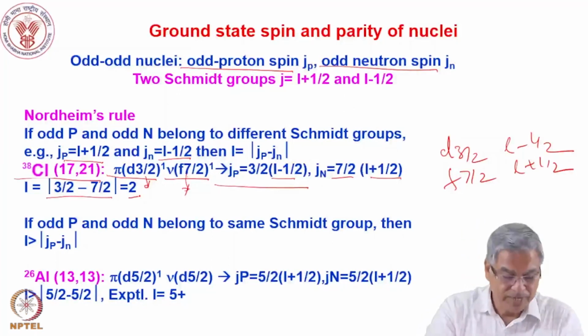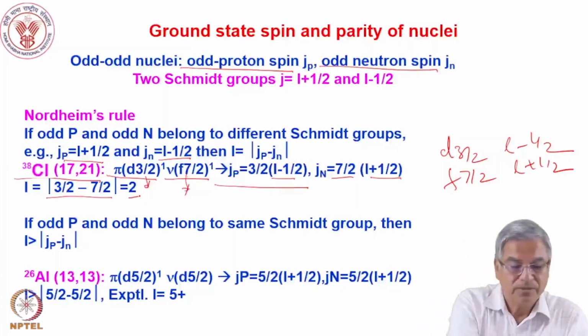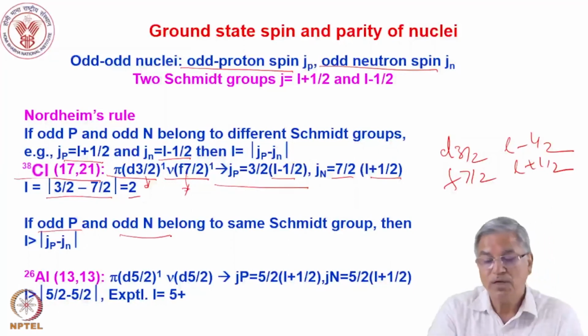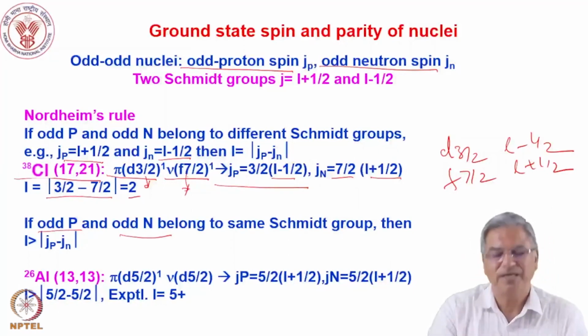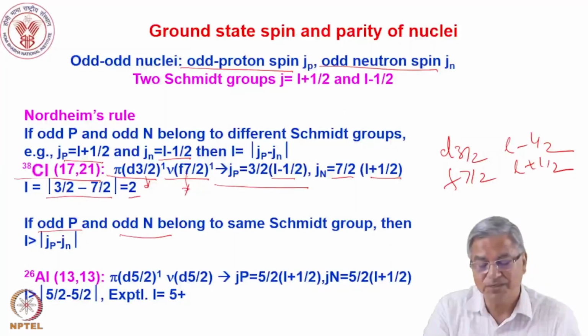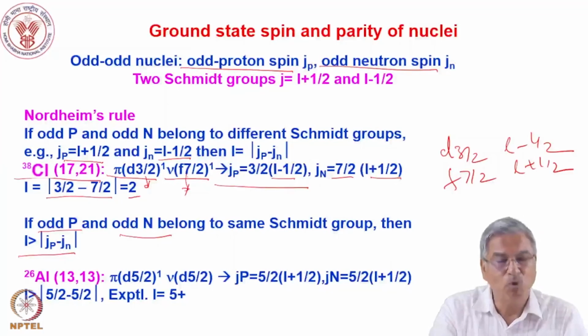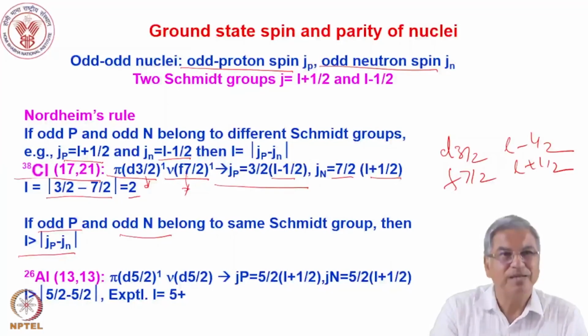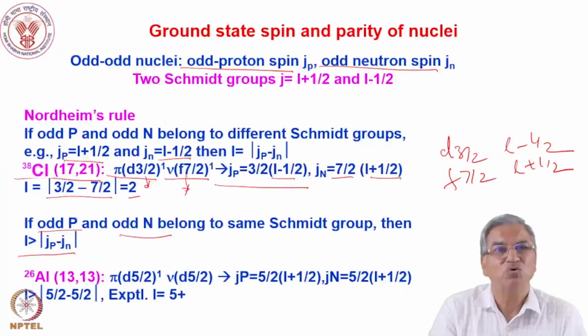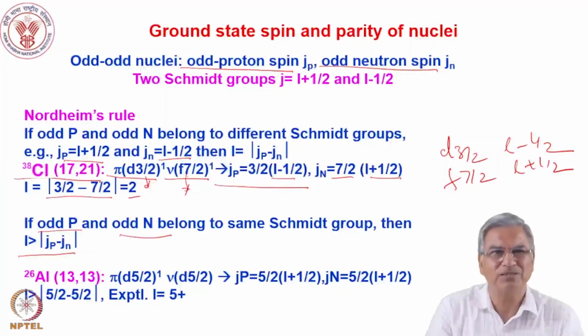The second aspect is that if the odd proton and odd neutron belong to the same Schmidt group, it is not that easy to predict the spin of such nuclei. But we say that for such nuclei, the nuclear spin is more than Jp minus Jn. So it is not easy to predict what value it will be, but it will be more than Jp minus Jn. This is a very simple classification, where you then have to see what the value is.